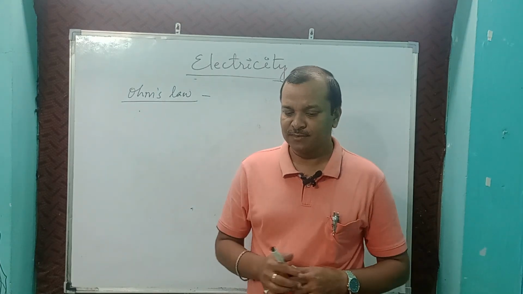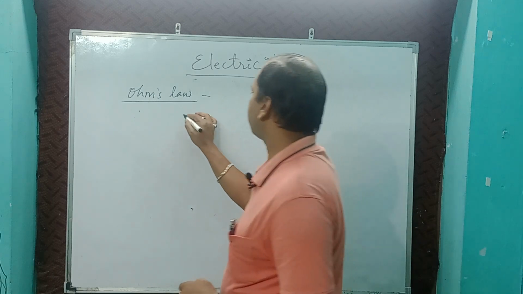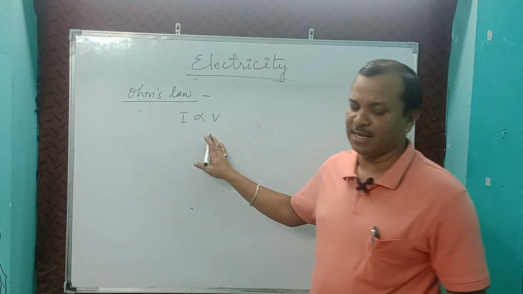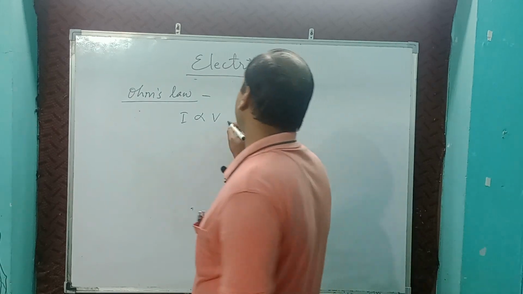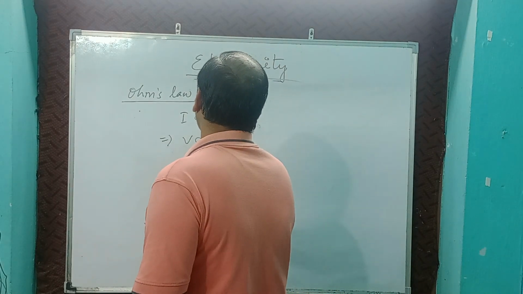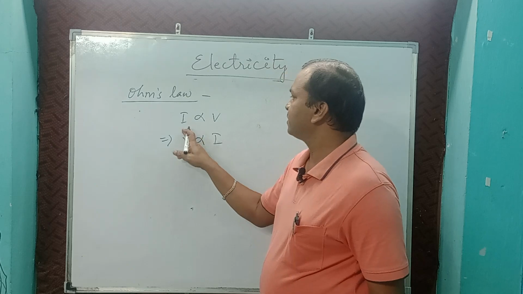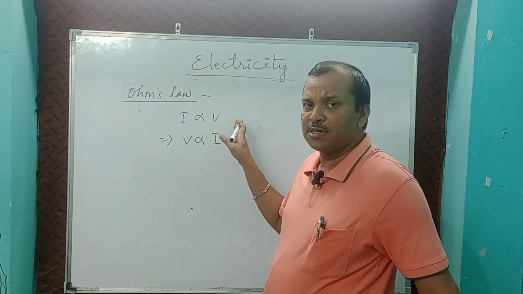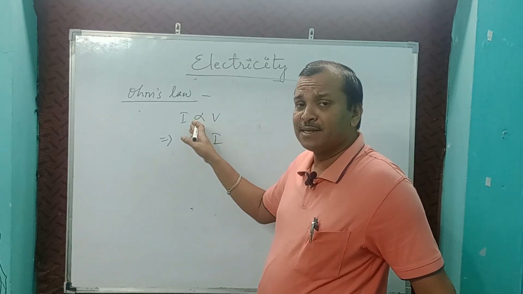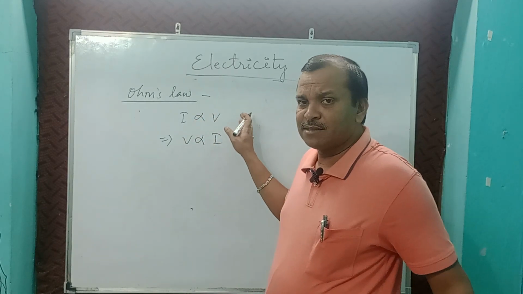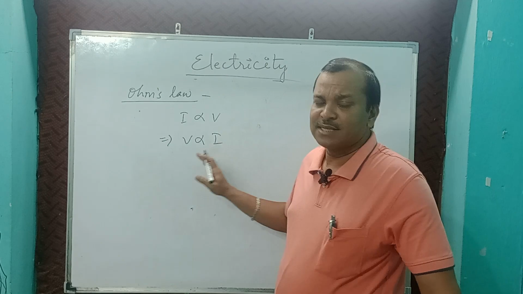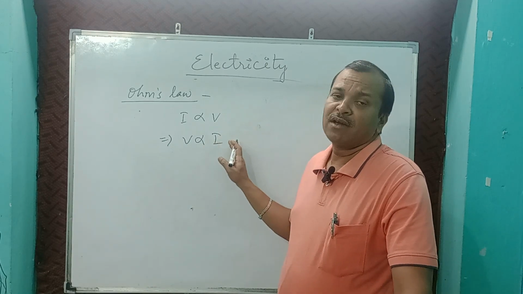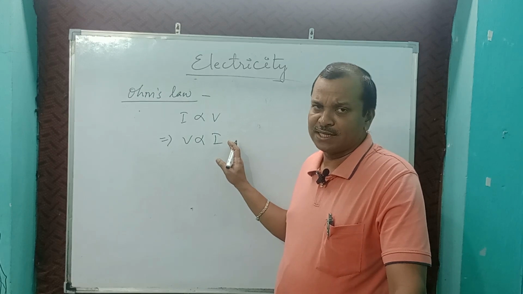You can write I is directly proportional to V, or V is directly proportional to I. Same thing. It means if current increases, voltage also increases, potential difference will also increase. Same thing, if voltage increases, it means potential difference increases, and the current also increases, as we know that.